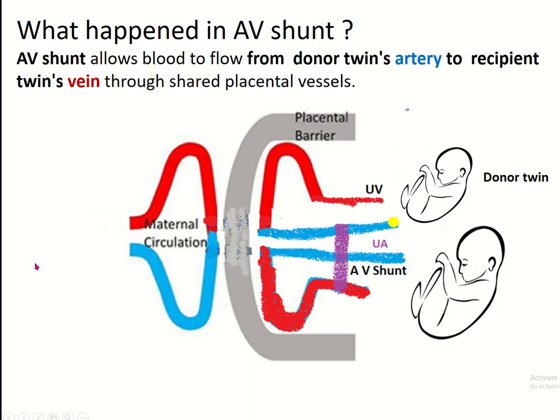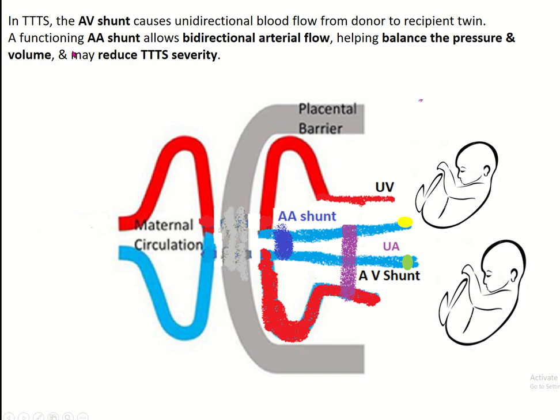What happens in an arteriovenous shunt? An arteriovenous shunt allows blood from one donor twin artery to the recipient twin vein through the shared placental vessel. This is the arteriovenous shunt, so donor twin blood goes to the recipient twin. In twin-twin transfusion syndrome, the arteriovenous shunt causes directional blood flow from the donor to the recipient twin. A functional arterio-arterial shunt allows bidirectional arterial flow, helping balance the pressure and volume, and may reduce twin-twin transfusion severity.